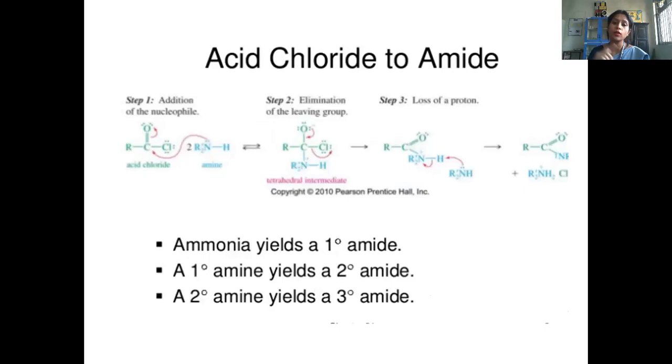Similarly, acid chloride to amide. For converting it to amide, we have to react the acid chloride with an amine. First the addition will happen, a tetrahedral intermediate will be formed, and then elimination will happen, followed by loss of a proton, and we get amide. If we use ammonia as the reactant, then we get a primary amide. If we use a primary amine, then we get a secondary amide. If we use a secondary amine, we get a tertiary amide.